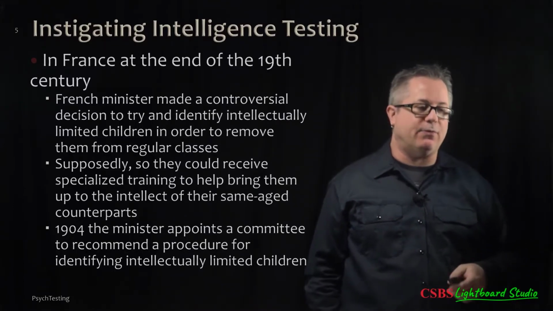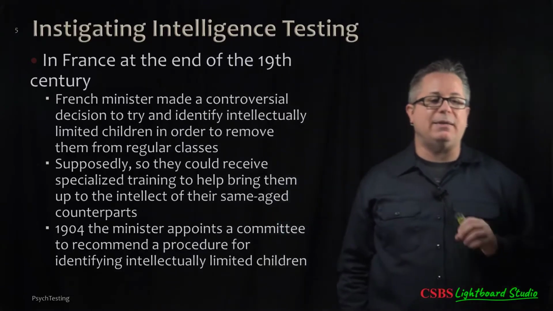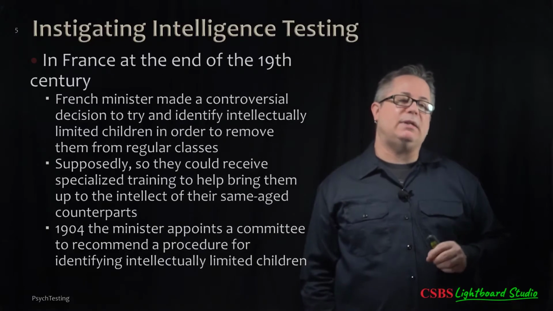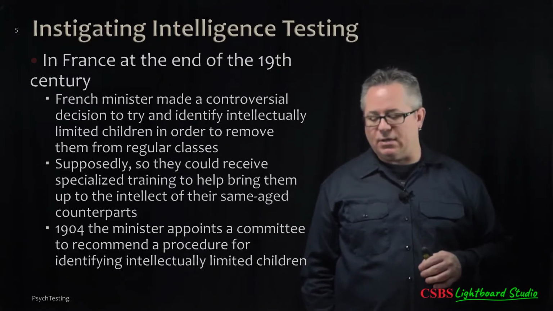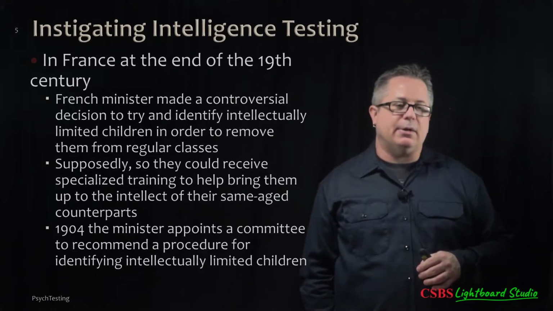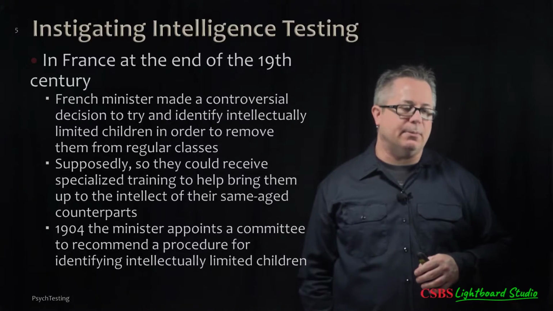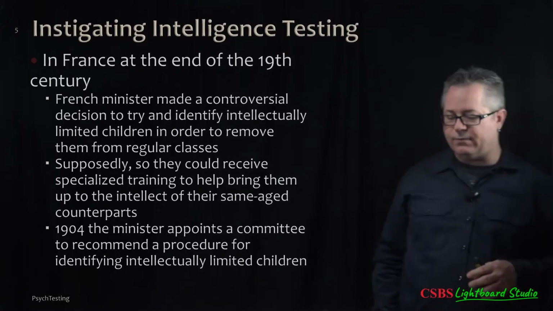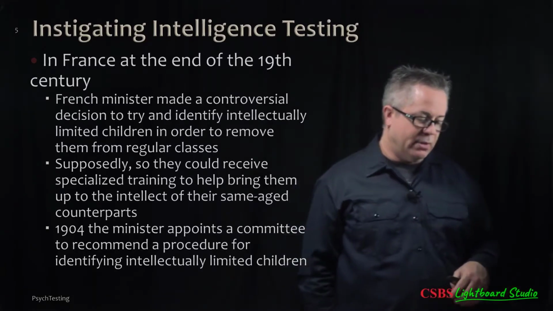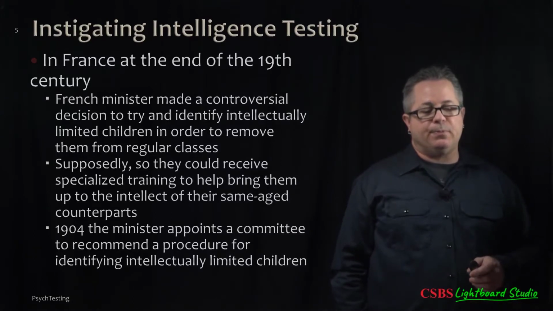So in 1904, the minister appoints a committee to recommend a procedure for identifying intellectually limited children. I'm using these terms carefully. These are not students necessarily that have intellectual disabilities or are not able to function at their peer levels. At least that wasn't the initial threat of this.